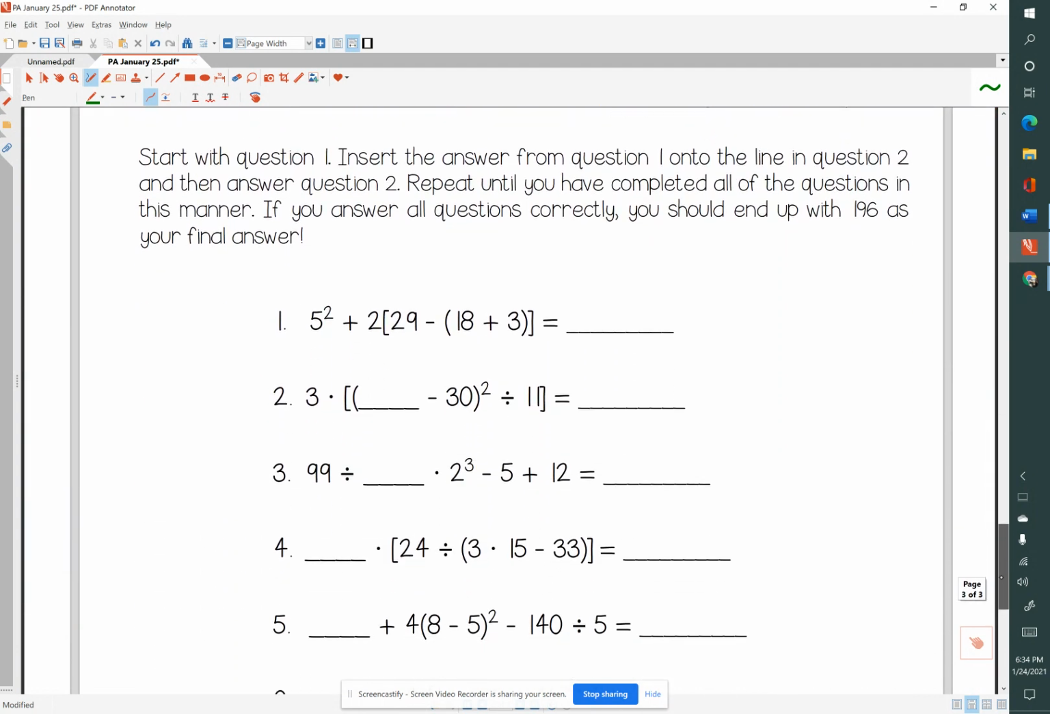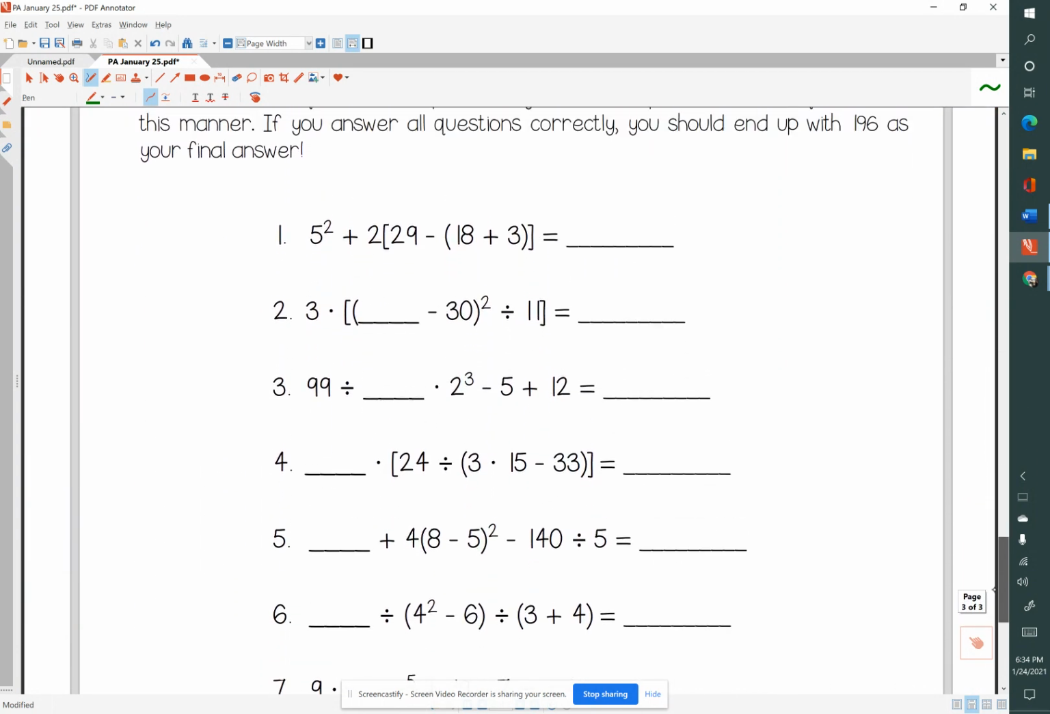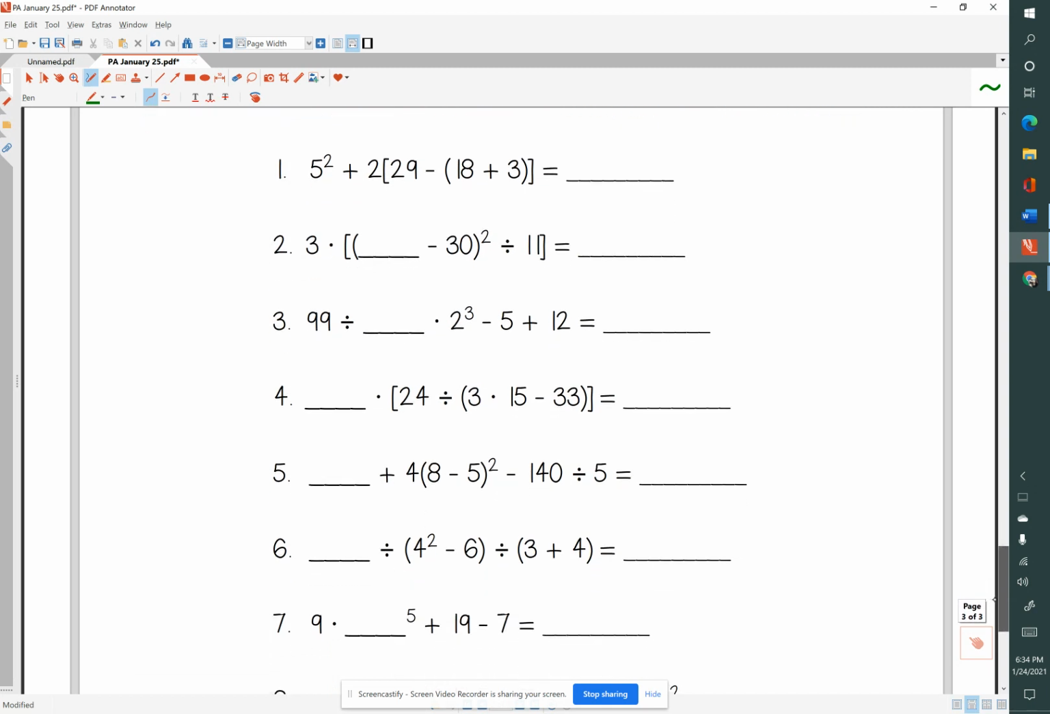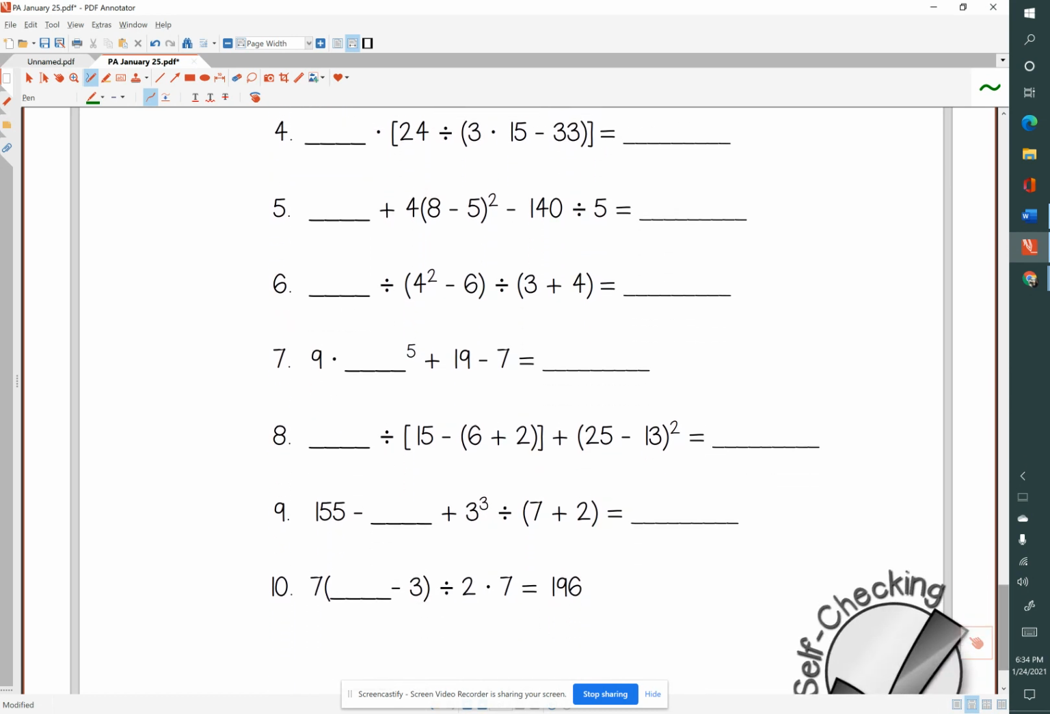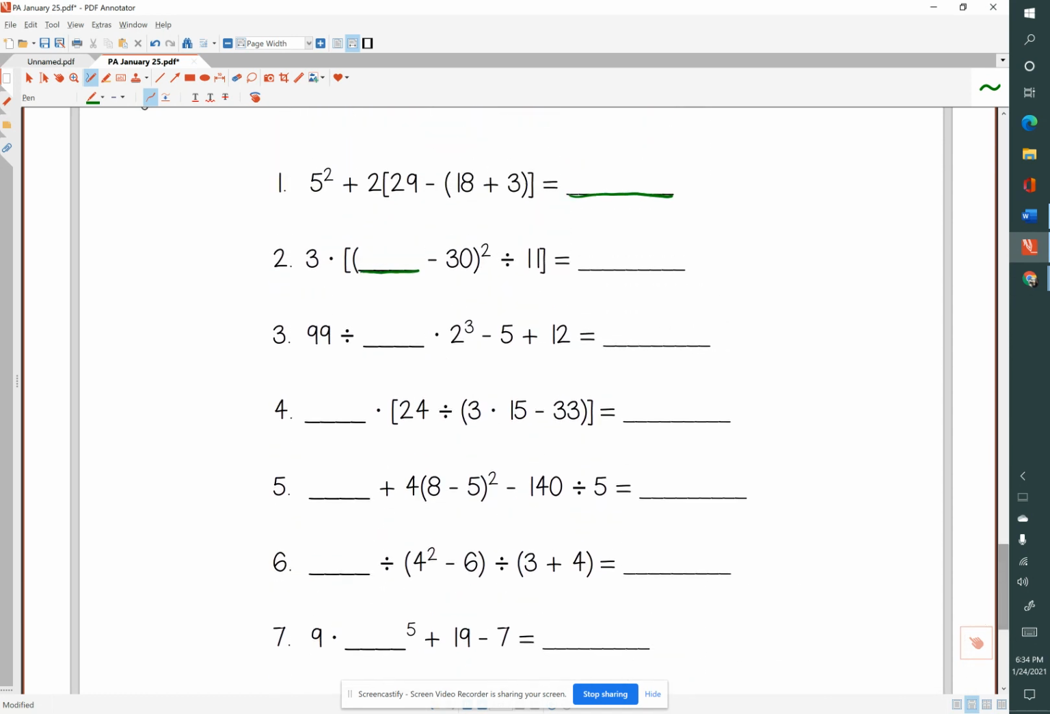But we're going to work on order of operations today. And as usual, we'll start with question 1. And we get the answer to question 1. We'll put that on this blank space in question 2 and keep answering all the way until we get to the bottom. And if we've done our math correctly, our final answer should be 196, which we always check.